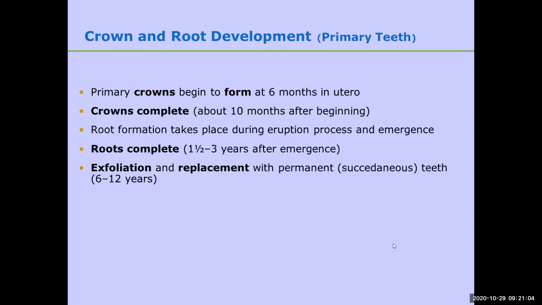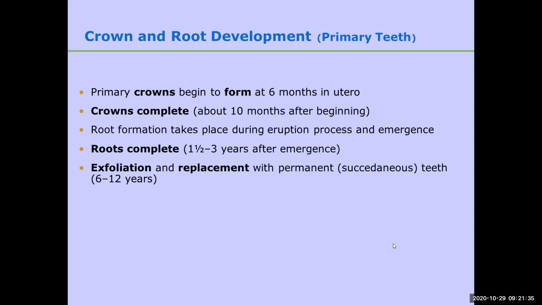But the primary crowns begin to form at about 6 months in utero. That's what I want you to know: 6 months in utero, primary crowns. The crowns are complete at about 10 months after they start forming. So it's not saying that at 10 months, all the crowns are formed. At 6 months, those mandibular anteriors are starting to form, and about 10 months after that, they are completed.